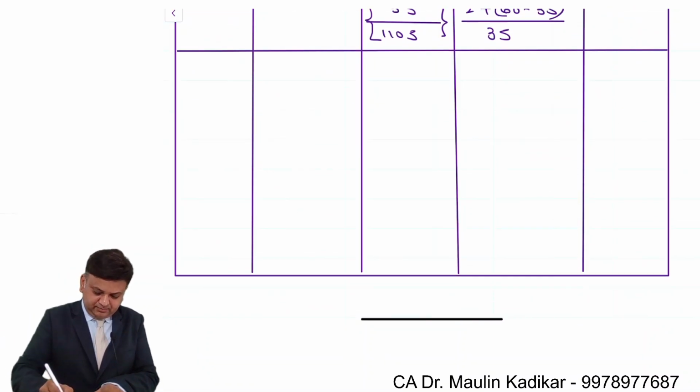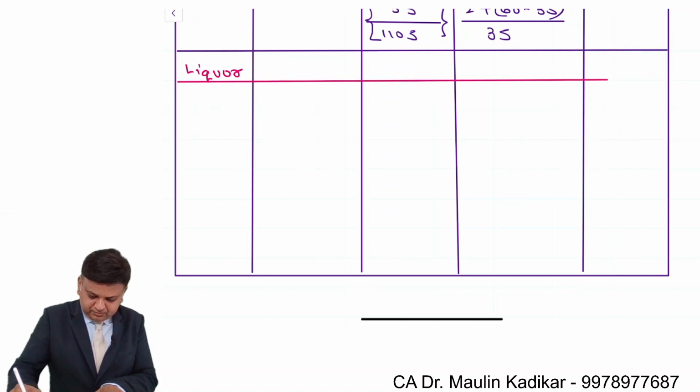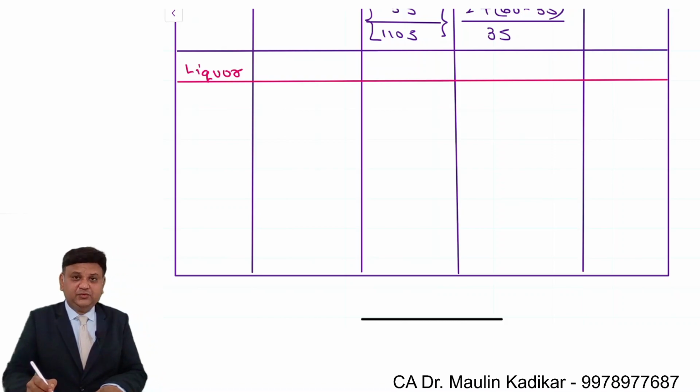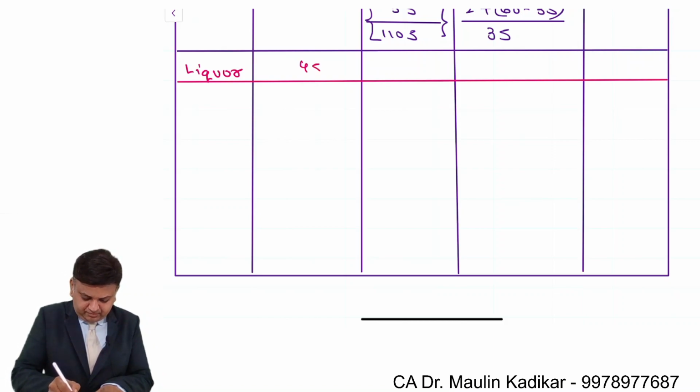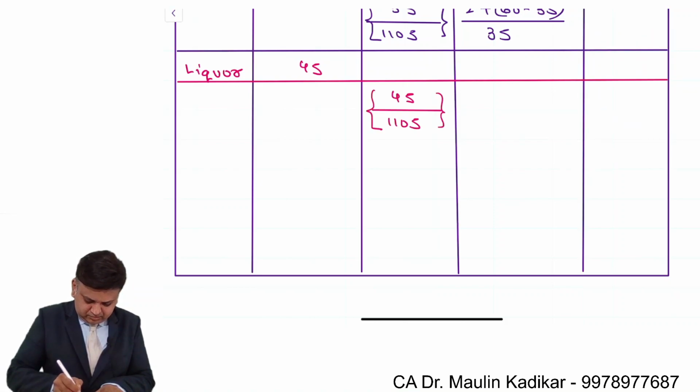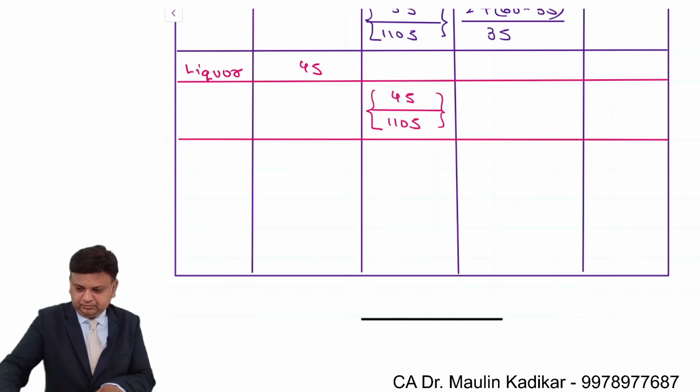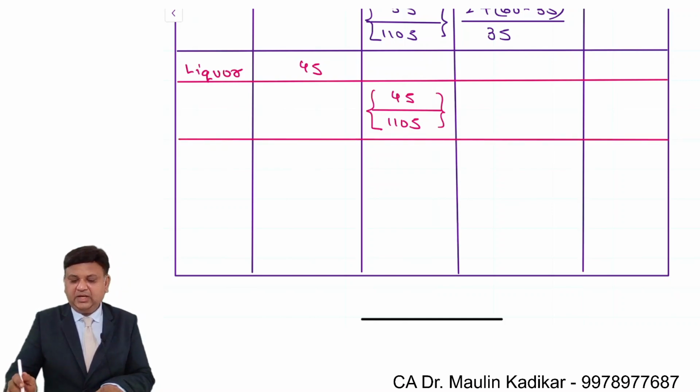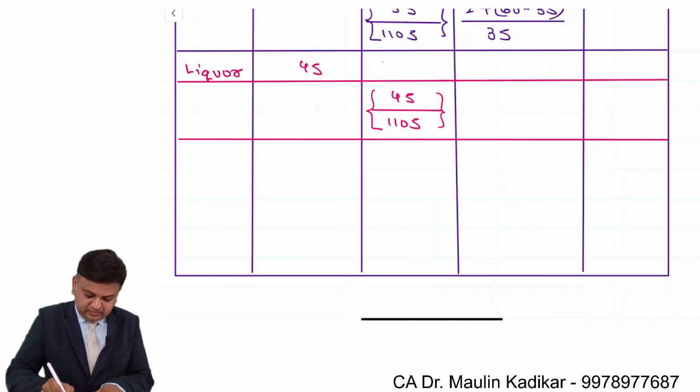Next is liquor. In that, again the P0 is 45. 45 divided by 1105. It is 0.0407.